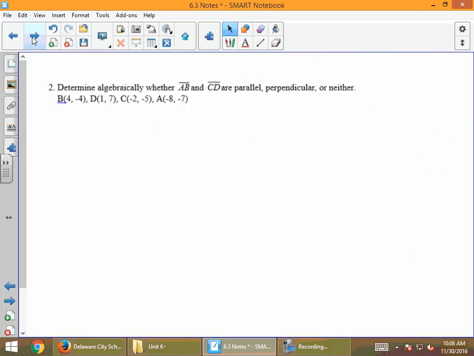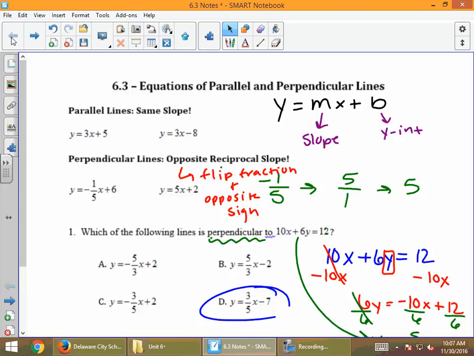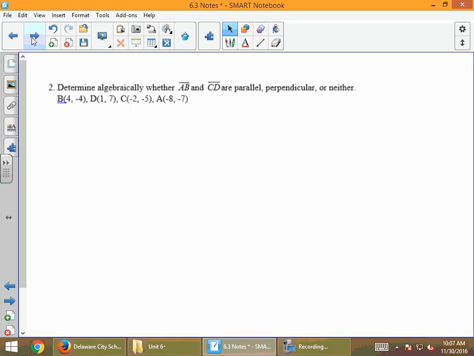So we want to determine, based on this, algebraically whether or not AB and CD are parallel, perpendicular, or neither. So when we're trying to determine if something's parallel, perpendicular, neither, what are we really looking at? The M, which stands for slope. We are looking at slope. So, look over here, number 2. Do we have the slope? No, we do not have the slope.